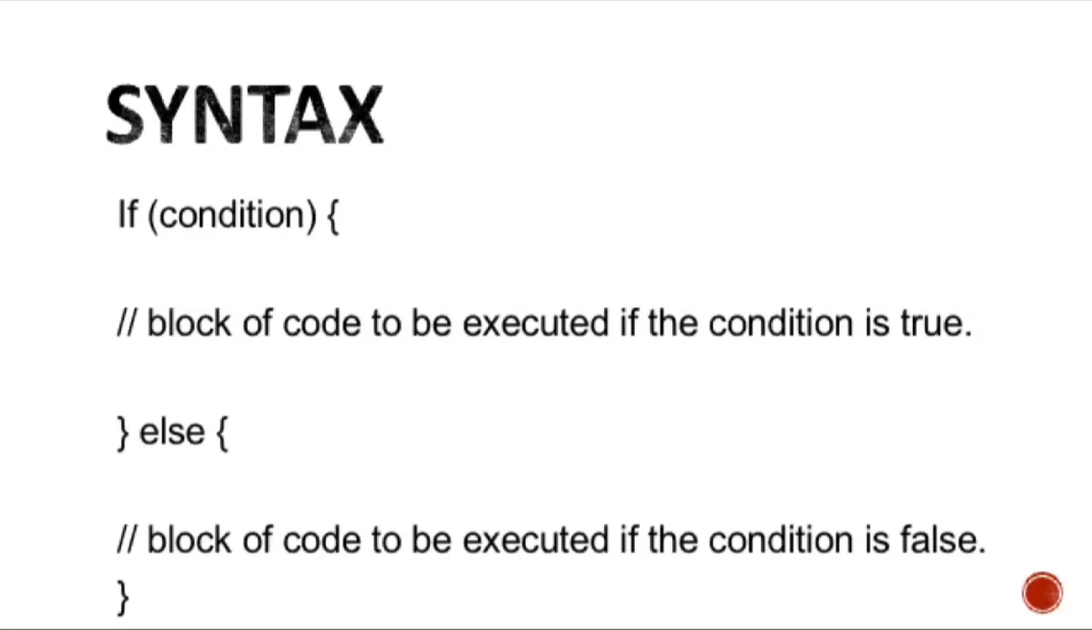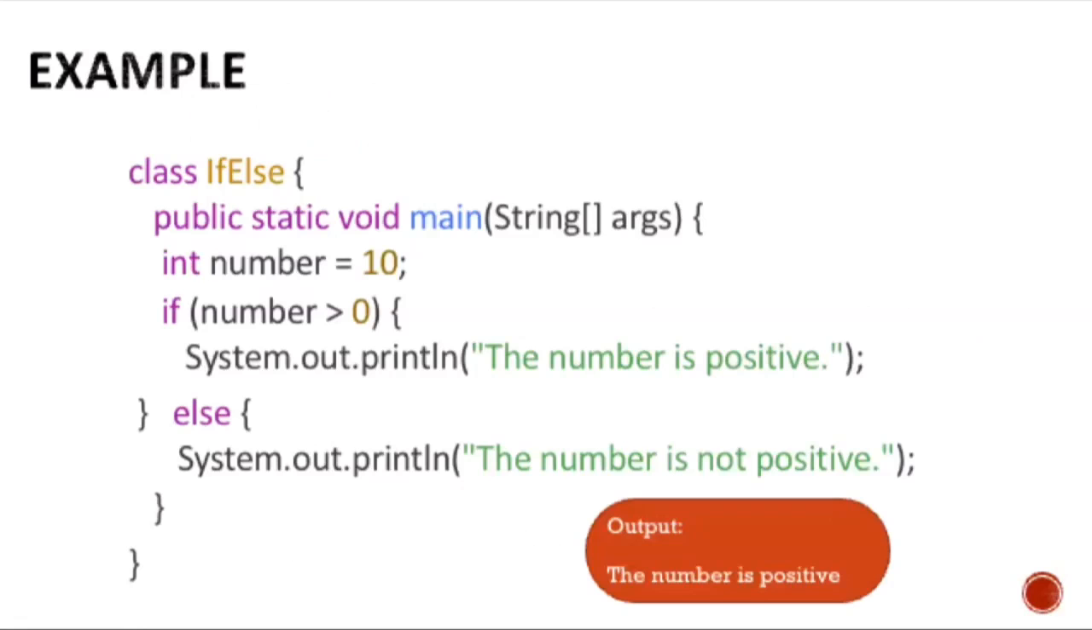Here, our program will do one task, which is inside the if block, if the condition is true, and another task, which is inside the else block, if the condition is false. So for example, we have a variable named number. Here, the condition checks if the number is greater than 0. Since the value of number is 10, the condition evaluates to true. Hence, the code inside the body of if is executed. So our output will be: the number is positive.